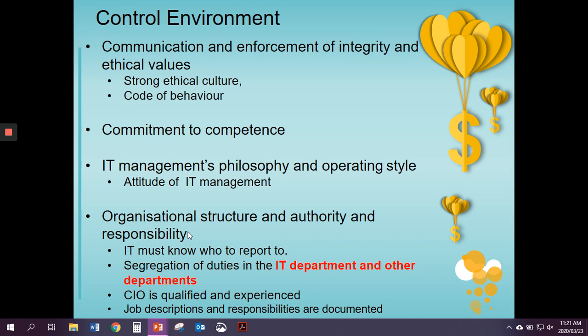So we want to keep that in mind, that there not only must be segregation of duties between the IT department and other departments, but also segregation of duties between members of the IT department, so that no one member is given too much power.